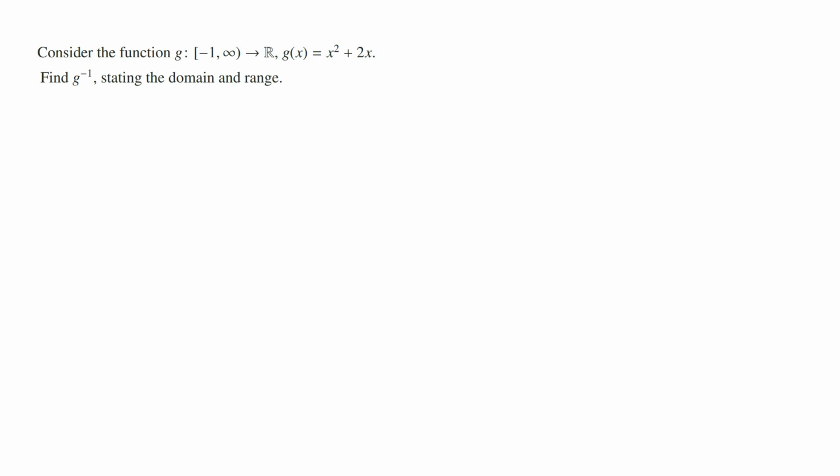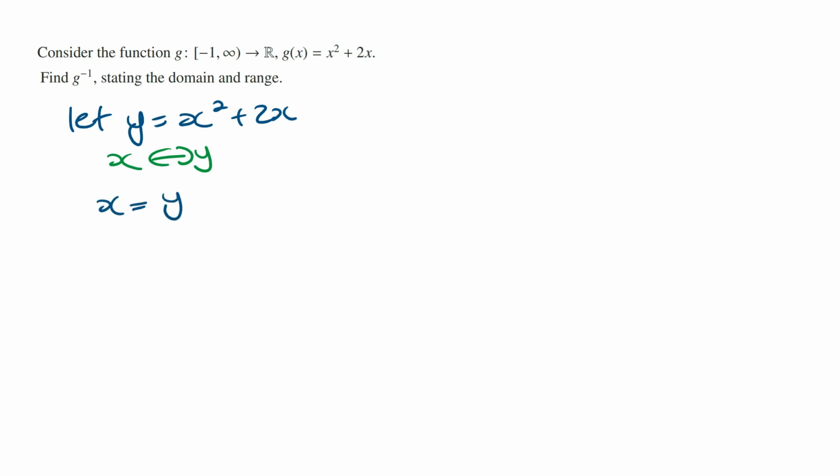To find the rule of g inverse, the first thing we do is we let y equal the rule of g of x, which is x squared plus 2x. We then swap the x and y variables and then solve for y. And so doing this, we're going to get x is equal to y squared plus 2y.